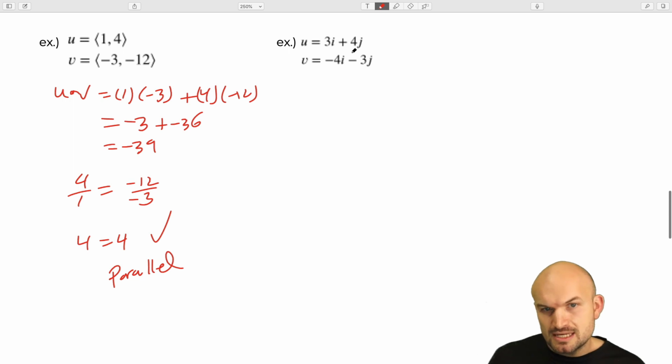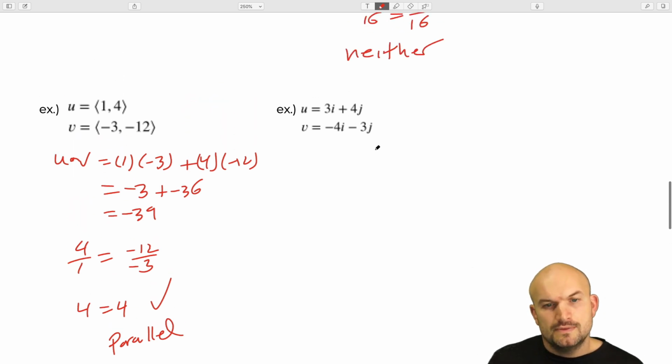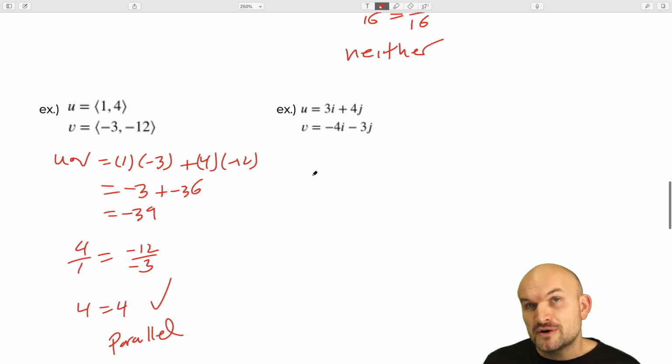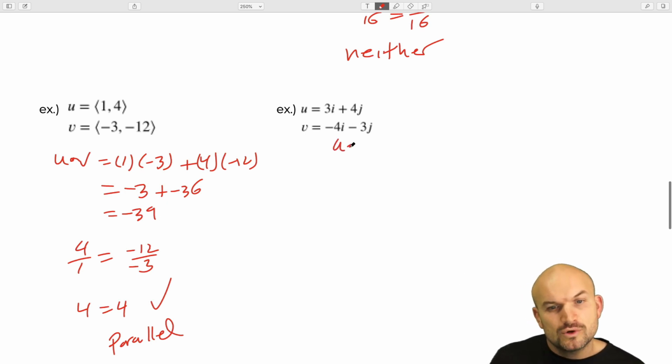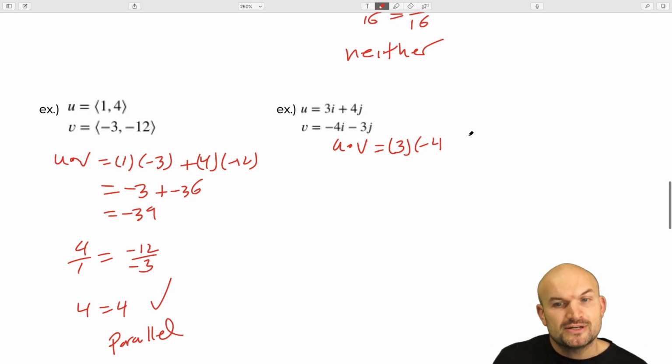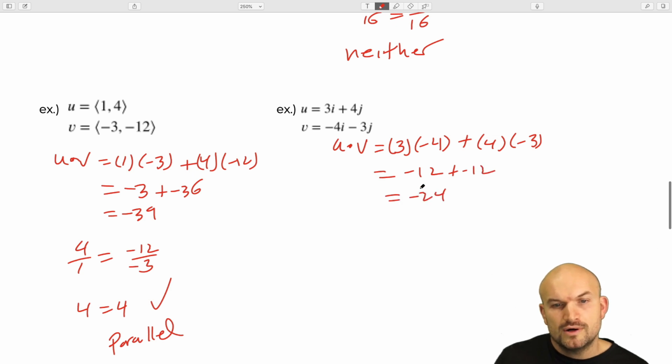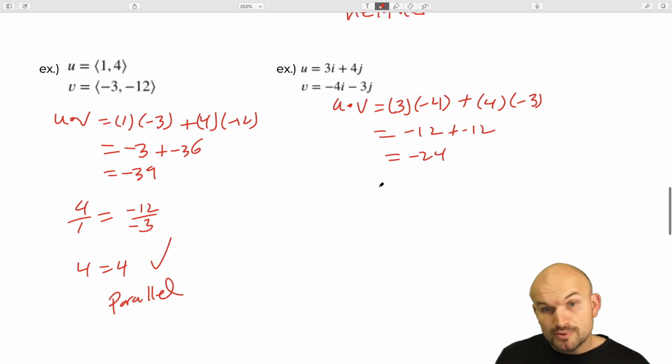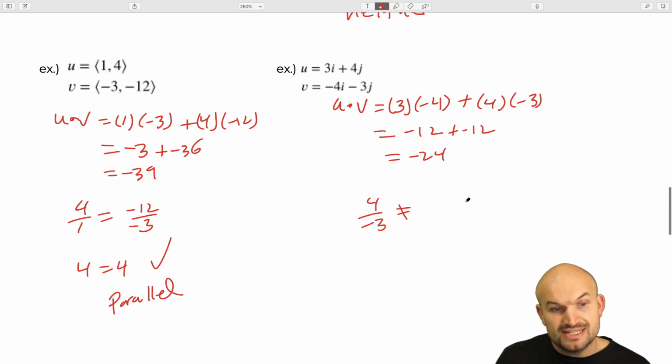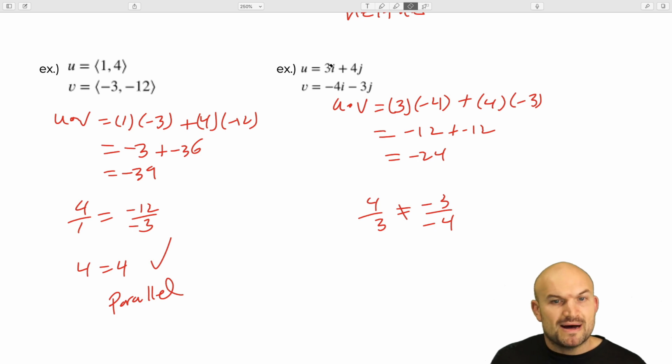And then last but not least, this one, a lot of times people look at these numbers and assume they're either parallel or orthogonal. But again, do the work. You can do some math ahead of time, but just don't look at the numbers and assume. You want to make sure that you do the proper calculations. Because what you get here is a negative 12 plus negative 12, which is a negative 24. And then if you do the slope, you would say 4 over negative 3, which is not equal to negative 3 over negative 4, right? So 4 over 3, sorry. But still, they both end up positive, but they're not the same ratio.